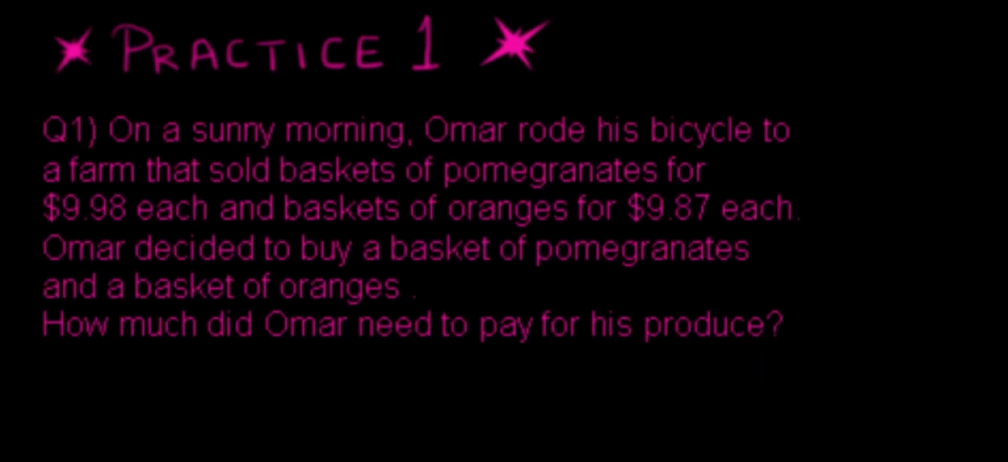Let's start the practices. In question number 1, they're saying, on a sunny morning, Umar rode his bicycle to a farm that sold baskets of pomegranates for 9.98 each and baskets of oranges for 9.98 each. Umar decided to buy a basket of pomegranates plus a basket of oranges. So he's buying both. How much does Umar need to pay for his produce?